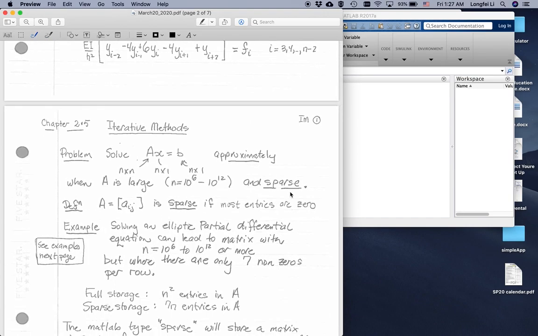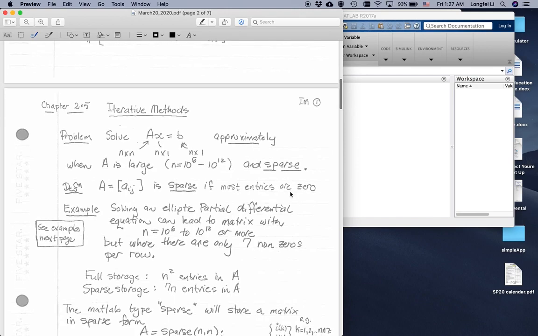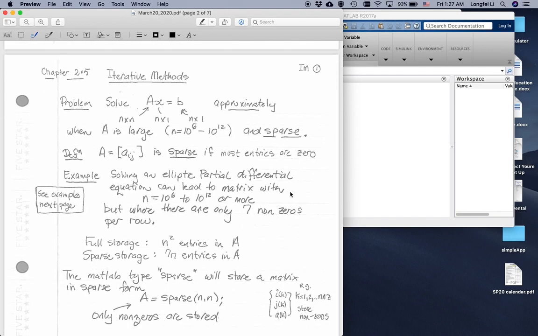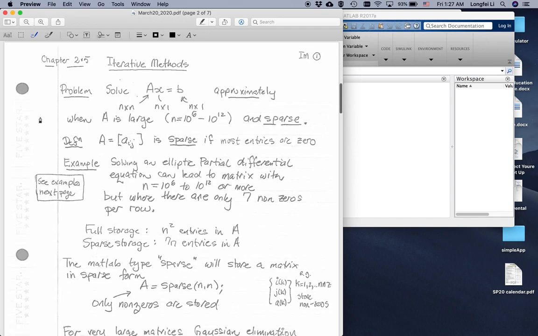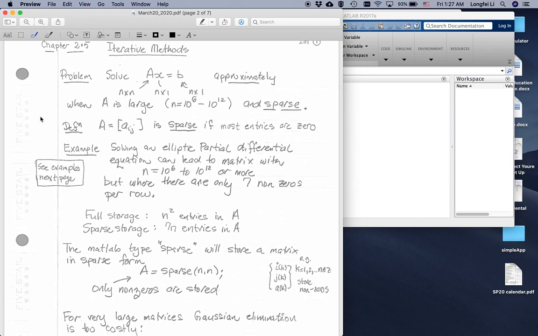Okay, now we're going to talk about chapter 2.5. It's about the iterative method. Okay, so this part can be found in your textbook, section 2.5. And the idea is we're still interested in solving this problem, Ax equals b. Okay, so a linear system of equations.